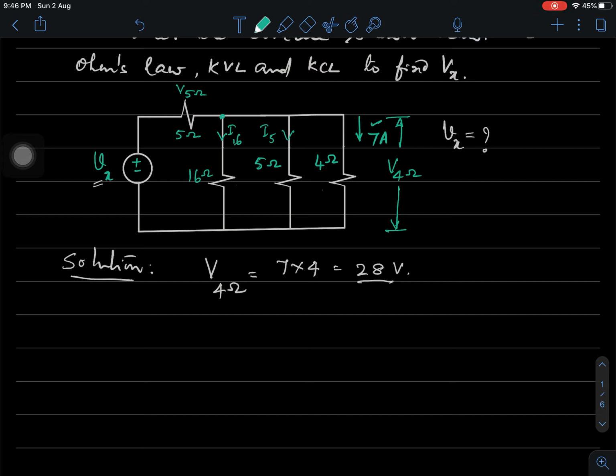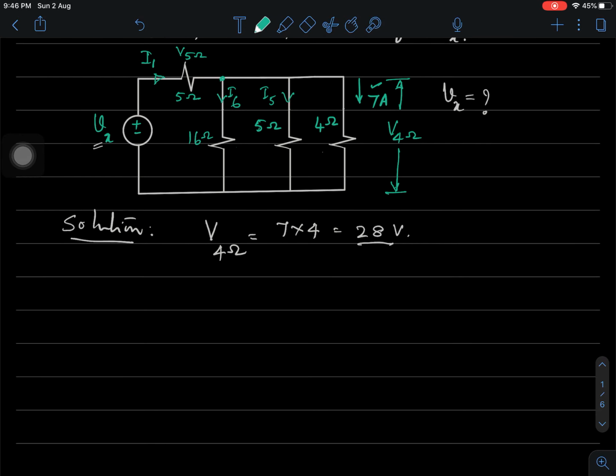V through 5 ohms, if I want to get this potential difference, how do I do it? I will call the current here I1, because I've called I5 here, so let me not use the same thing. I will call this the current there. Alright, so let's now go ahead.